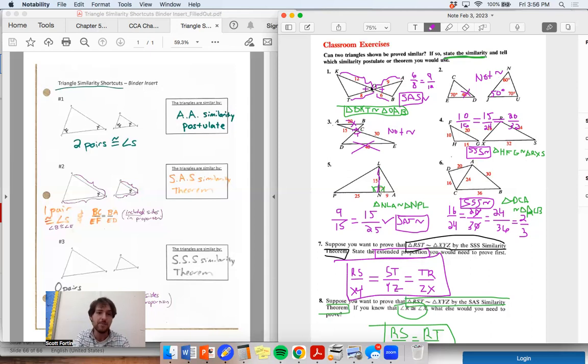Here, I'm looking at my sheet. I can get one pair of angles congruent, but I can't get a second pair, so it's not AA. It's probably not SSS. It's probably the SAS similarity theorem, because I have one pair of angles congruent, and I just need to see, can I get my included sides in proportion? And yes, for this one, I can, okay?